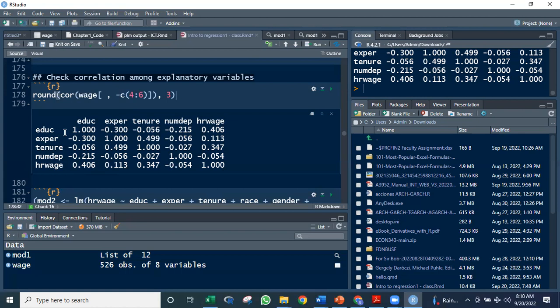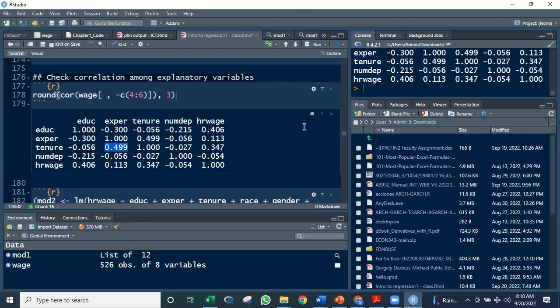But between your independent variables and the other independent variables, we don't want them to be high. We don't want them to have high correlation. As far as we can see, it's only tenure and experience that have a relatively high correlation, 0.5. So tenure and experience, 0.5.